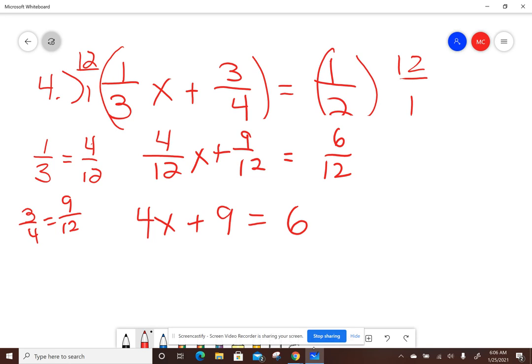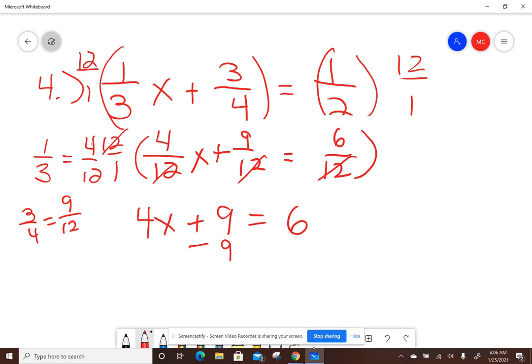After you've changed these to all have a common denominator of 12, now you can multiply by 12, because what happens is all the 12s cancel out and you still end up with 4x plus 9 equals 6. Again, you decide what works best for you. If you really hate fractions, I think sometimes changing these all to a common denominator first and then multiplying by the common denominator is the best strategy.